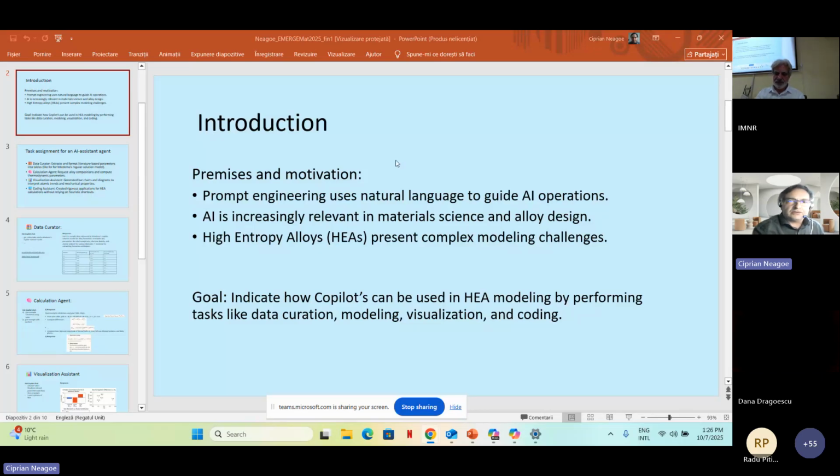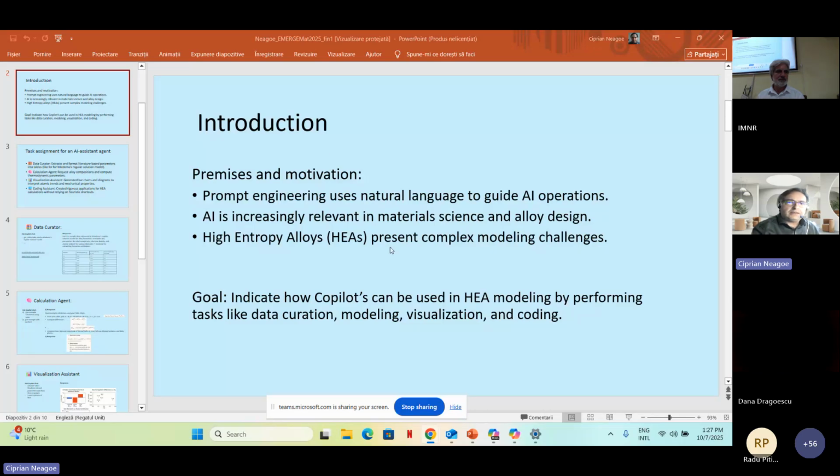Those large language models on which chats like Copilot are based, they are learning from us and they are able to somehow mimic the way we are thinking about problems. And this is not only about software, it's also about how to resolve problems in science, like material science.